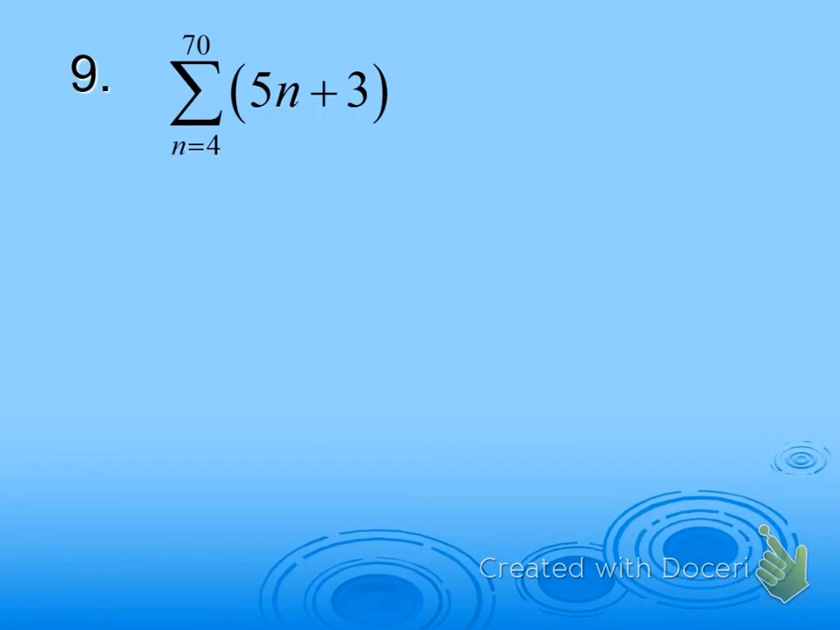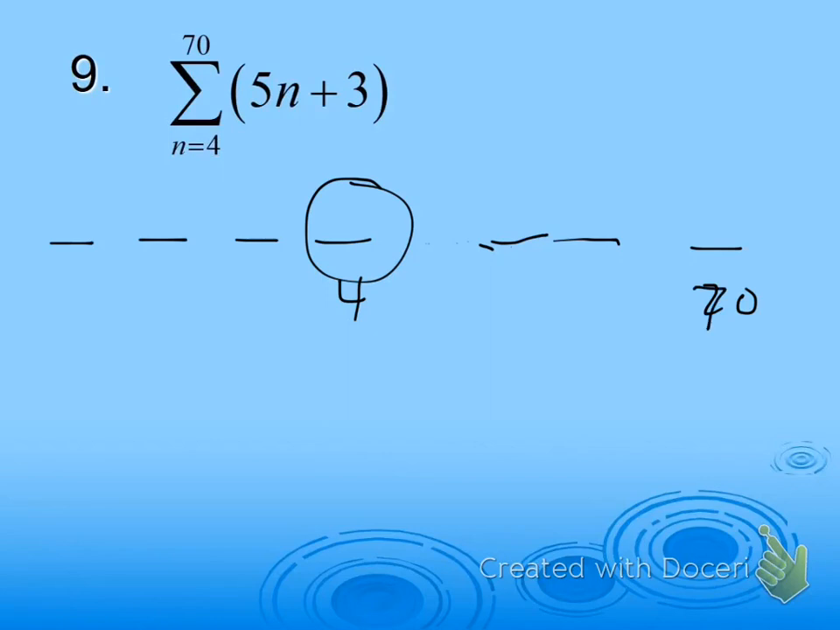But look up here. What's different about this one? It's starting from n equals 4. Now let me give you a little context. What that's saying is, here's my first term, second term, third term. You're going to start with the fourth term all the way to the 70th term. So you've got to be careful. It's the sum of not 70 terms. It's the sum of how many terms?